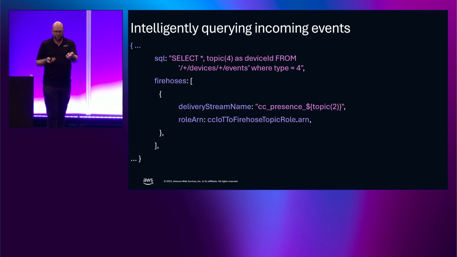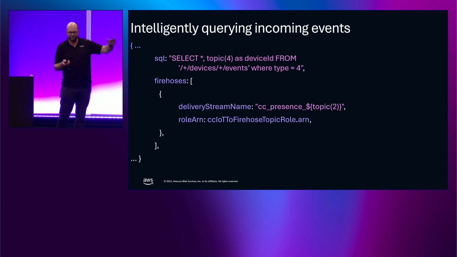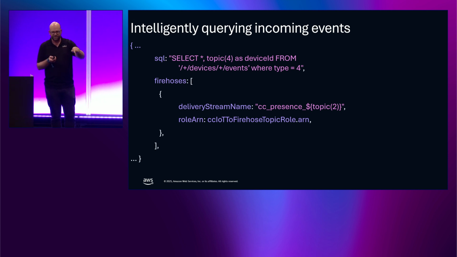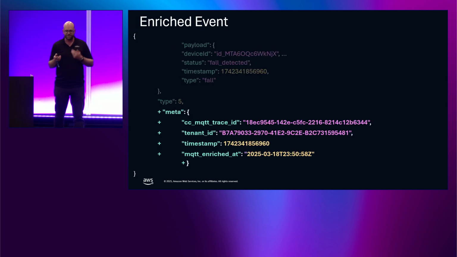This is an example of querying the event stream when it comes in. Topic 4 in this case is basically you count from the slashes. Before the slash is 1, the first plus is the tenant ID, devices is number 3, and after devices is the device ID, so that's topic 4, which gets put in as the device ID in my payload. Then you can see I've got a Firehose delivery stream there for topic 2, which is the tenant ID, so I've got one Firehose for every tenant, keeping the data separate.